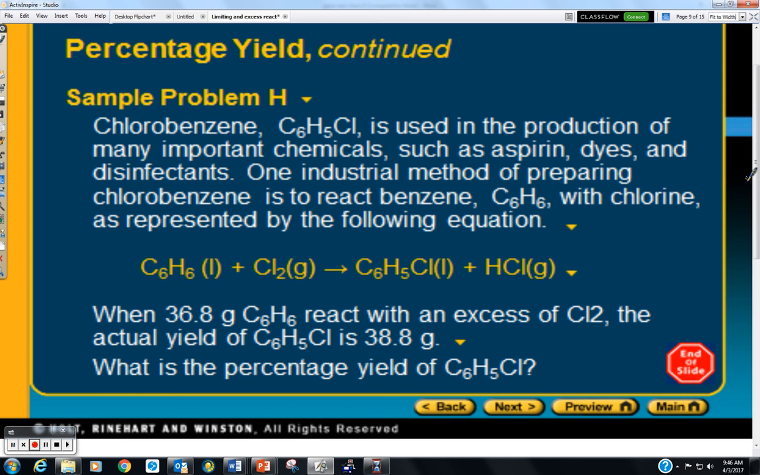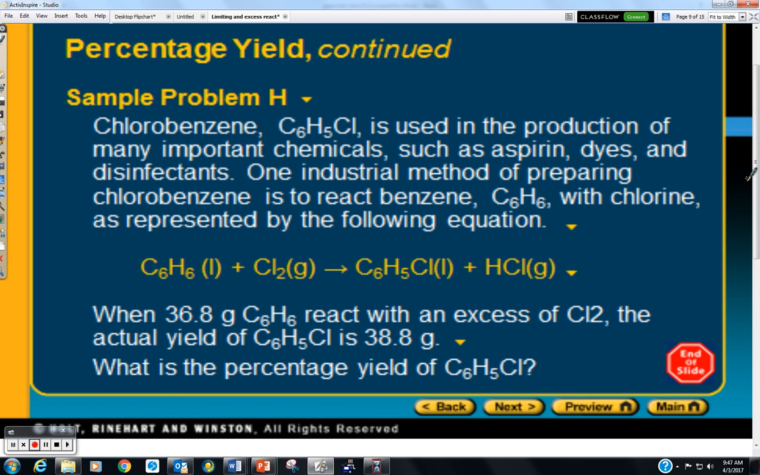So we have this material called chlorobenzene. It's used in the production of many important chemicals such as aspirin, dyes, and disinfectants. One industrial method of preparing chlorobenzene is to react benzene with chlorine, as represented by the following equation. So benzene, C6H6, in liquid form plus chlorine gas reacts to form chlorobenzene and hydrochloric acid, hydrogen chloride gas.